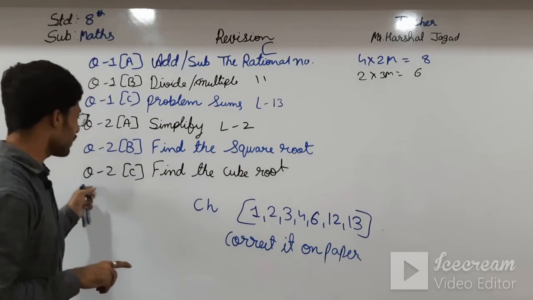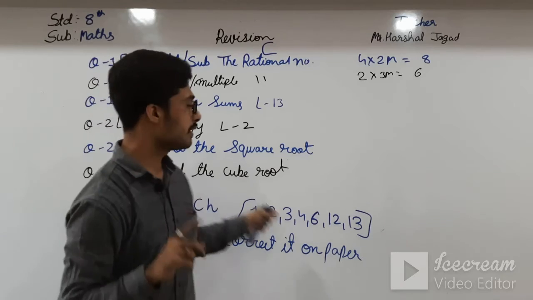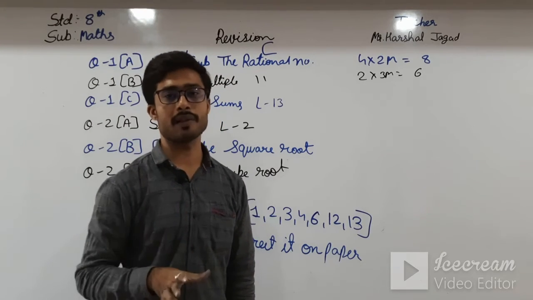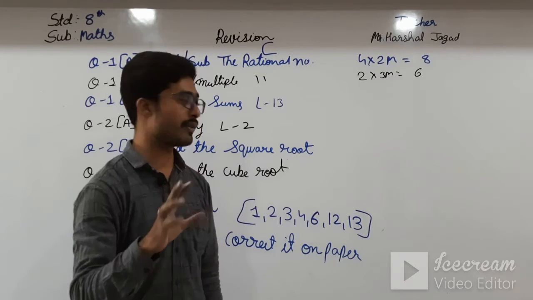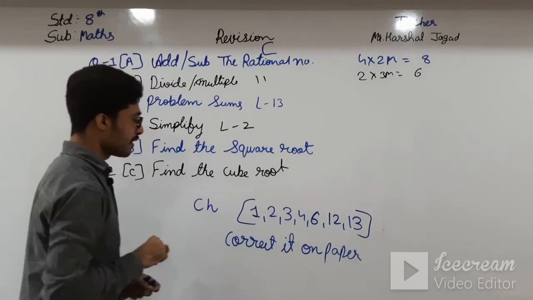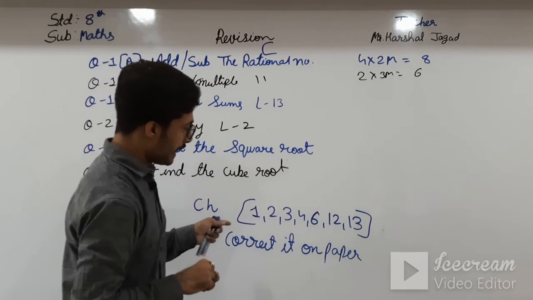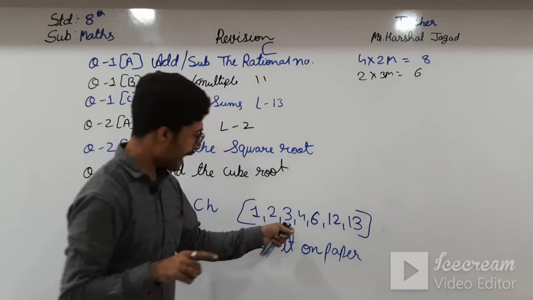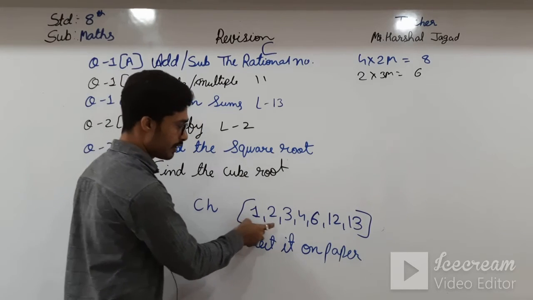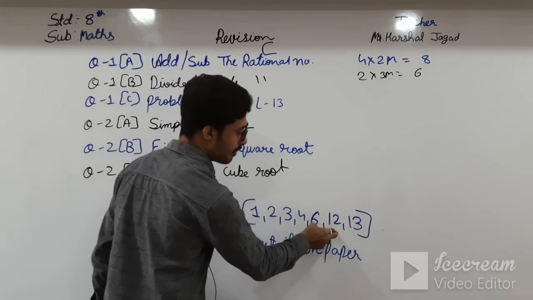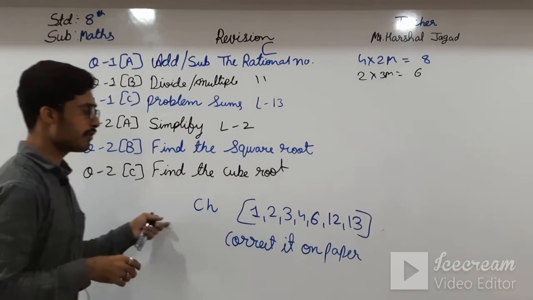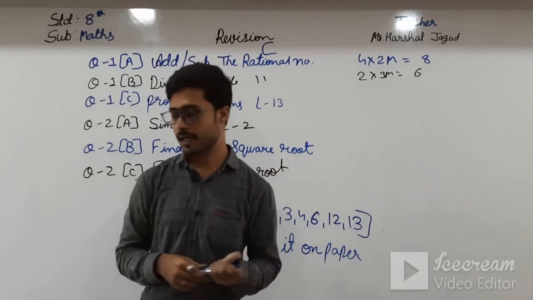And then question number 2C, that is find the cube root. You know that I will ask only big cube roots, not small ones, because it is of 3 marks each, okay students. Now moving towards this, in place of 5 you have to write 3. There is a correction in the chapters: 1, 2, 3, 4, 6, 12 and 13. Okay, 6, 12 and 13 you have to do, okay students.